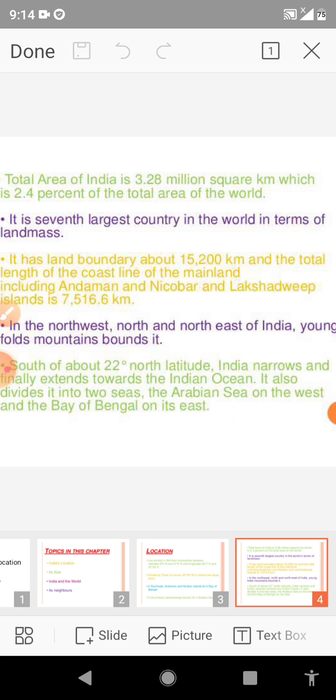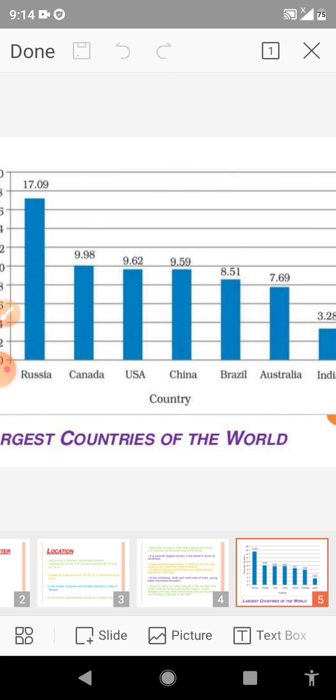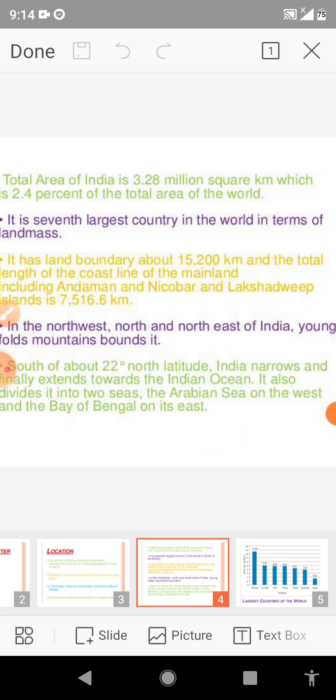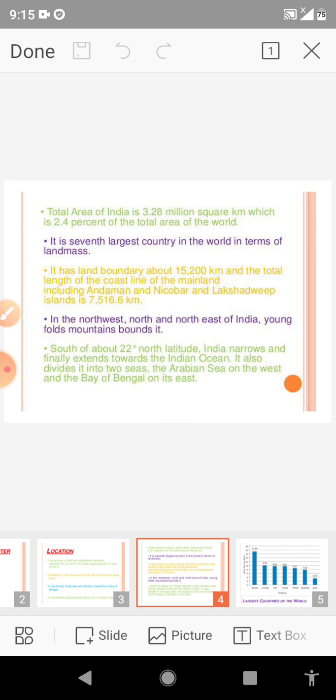And if you see the shape of our country, in the middle it has maximum width, and as we move toward the north and toward the south, it tapers. So on the 22-degree latitude, it has maximum width, and it narrows towards the south. Due to the shape of the peninsular plateau of our country, it divides the Indian Ocean into two seas. In the east, the Bay of Bengal, and in the west, the Arabian Sea.